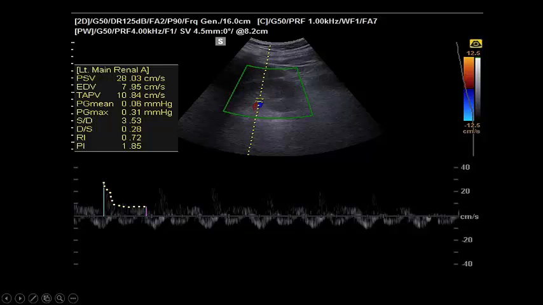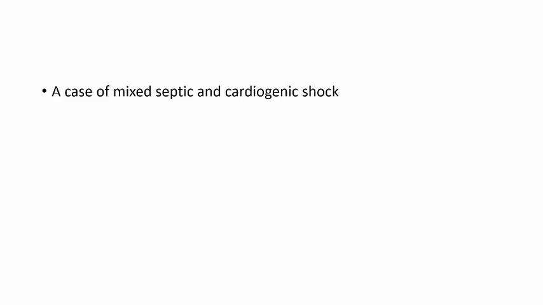So this happened over a couple of minutes, but you collect by whole body ultrasound very important information in a very short time. I sent this patient to ICU, but you see it is the role of whole body ultrasound to discover all the causes of shock in our patient, which is the septic element due to acute cholecystitis and the cardiogenic element due to ischemic heart disease. And this is a case of mixed septic and cardiogenic shock.